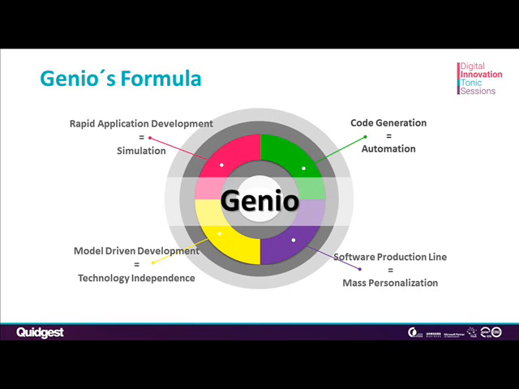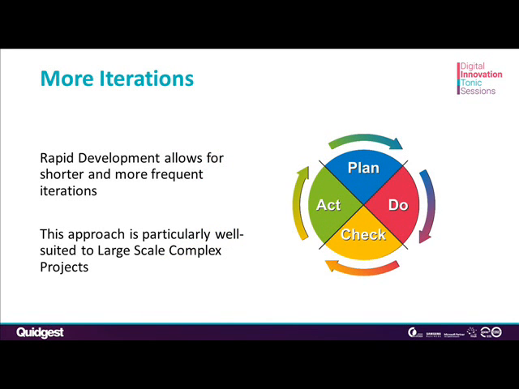So we can make a system for human resources, but it can also be your human resource system, not a generic one. This rapid development creates an opportunity for rapid iteration. So we can do the plan, do, check and act cycle very fast. It allows for shorter and more frequent iterations, so the iterative process is a lot faster. And this approach is particularly well suited for large enterprise systems.